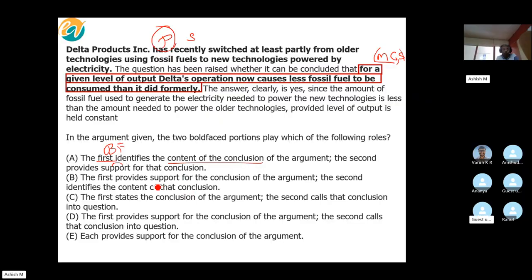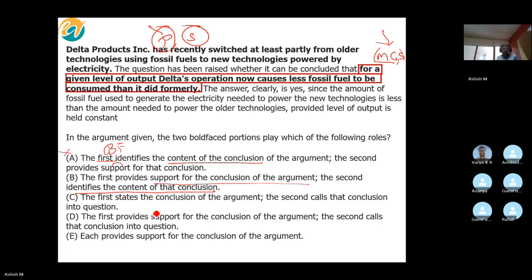First boldface provides the support for the conclusion. All right. First boldface provides the support. Notice, support for the conclusion. Okay. Second boldface identifies the content of the conclusion. This seems okay. All right. So let's keep Baker. How about Charlie?